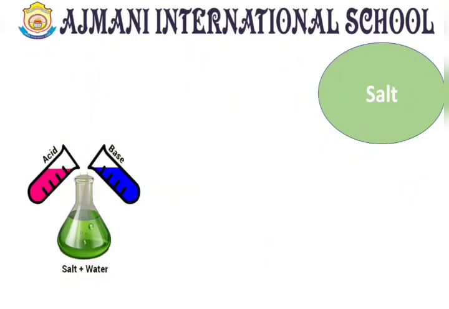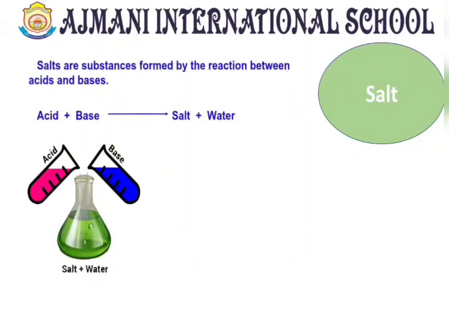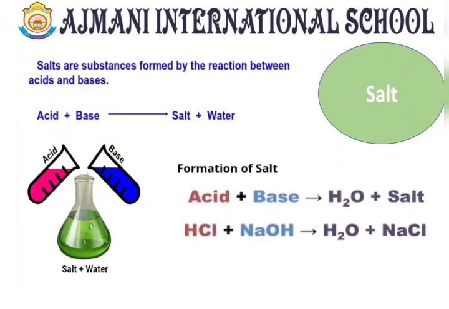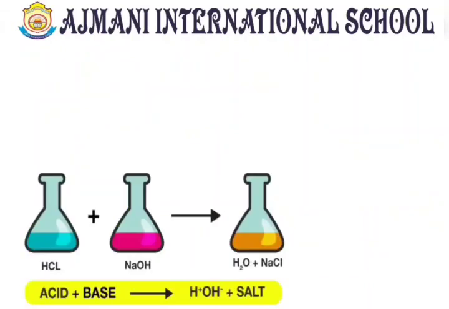Next, what are salts? Whenever we mix acid with bases, a reaction happens and the salt along with water is formed. The example of it is the HCl, which is hydrochloric acid, mixed with sodium hydroxide, which is a base. It gives a result sodium chloride as a salt and water H2O. All these type of reactions are known as neutralization reaction.